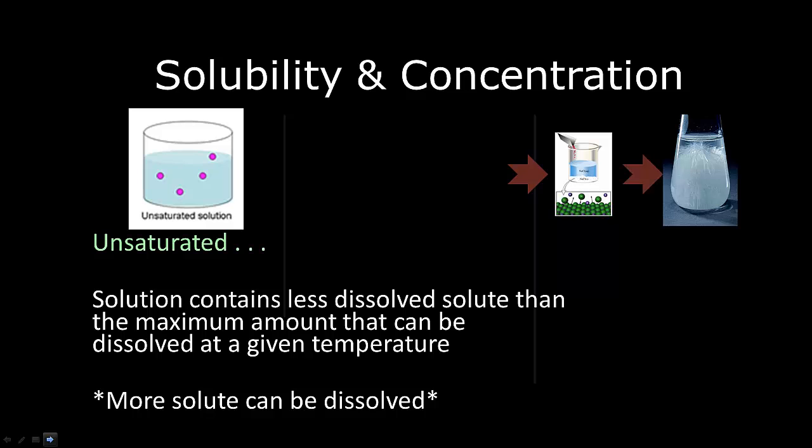First one, an unsaturated solution. This is a solution that contains less dissolved solute than the maximum amount that can be dissolved. So more solute can be dissolved. For instance, if I add some sugar to water and dissolve it, like a tablespoon to a liter of water, it would be an unsaturated solution because I could add another tablespoon and stir it and it will still dissolve.